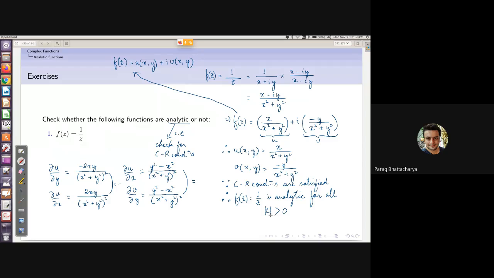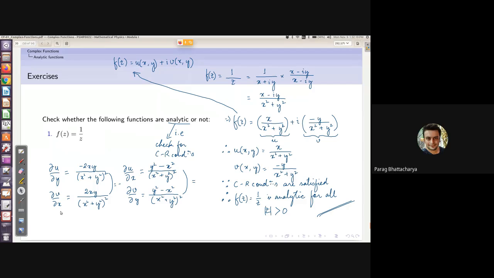Do you agree? Because z should not be 0, because if z becomes 0, then it becomes undefined. If it becomes undefined, then it is no longer analytic, yes or no? If it has to be well defined, that's the reason it cannot take the value 0. So modulus of z is greater than 0. That's how you need to check for analyticity. Is that clear?